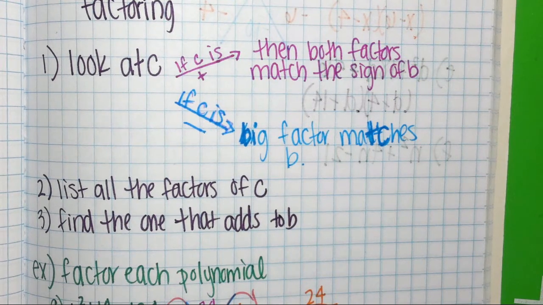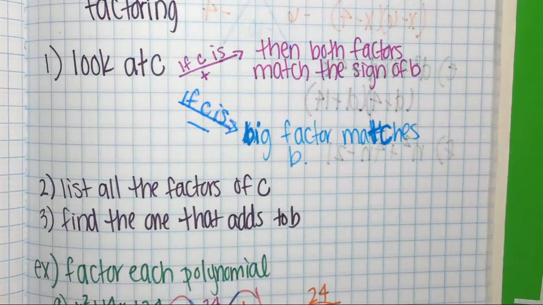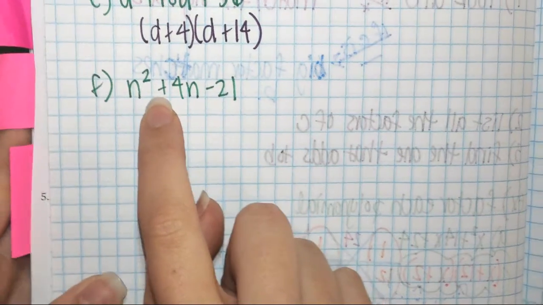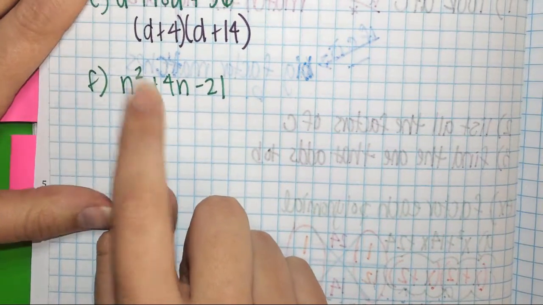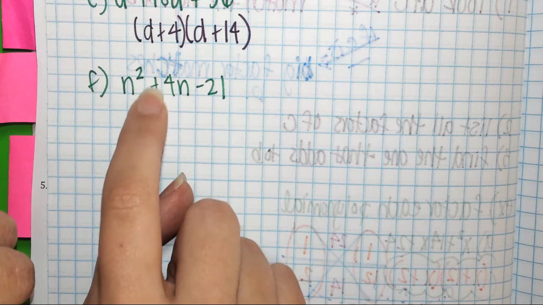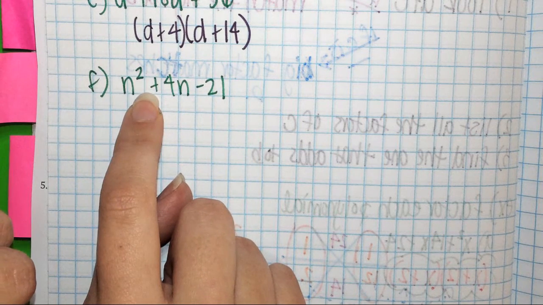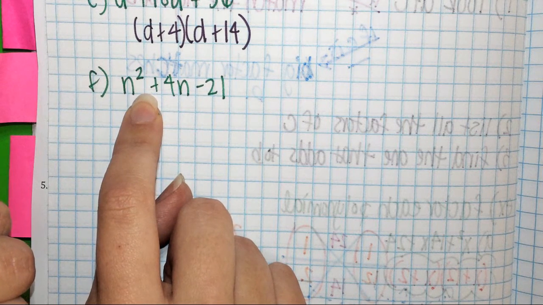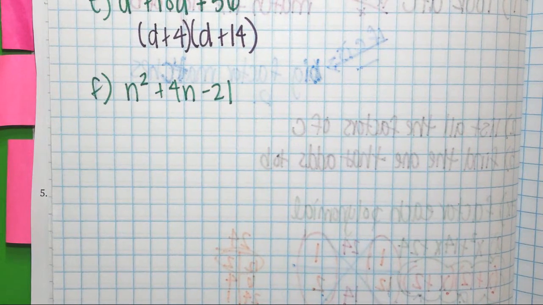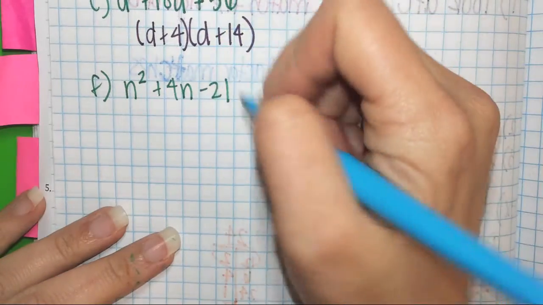Alright, so when you list your numbers, one is bigger than the other, right? So like 16 is bigger than 2. Our big factor is going to match B. So our big factor is going to be what this time? 4. No, guys, the sign. Plus. Positive. Alright, so let's draw our star.